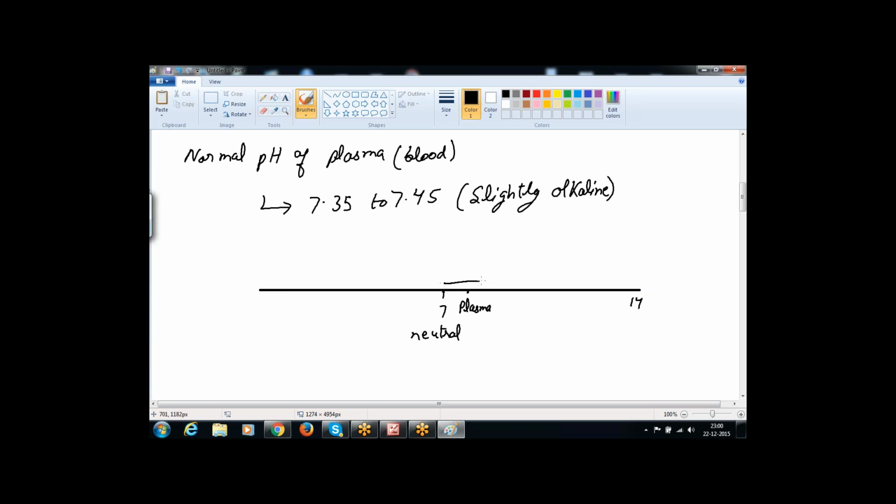Up to 14, 7 to 14, that is alkaline, and 0 to 7, that is acidic. So pH less than 7 is acidic, pH more than 7 is alkaline, and 7 is considered neutral. So plasma is here, somewhat more than 7. That means it is slightly alkaline.